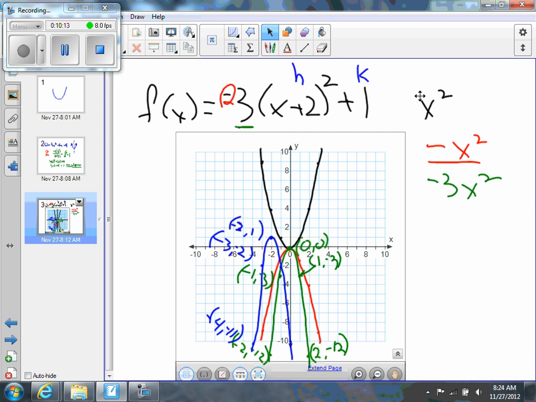Okay. Are we okay with that? Can everybody do that? Colors are nice.